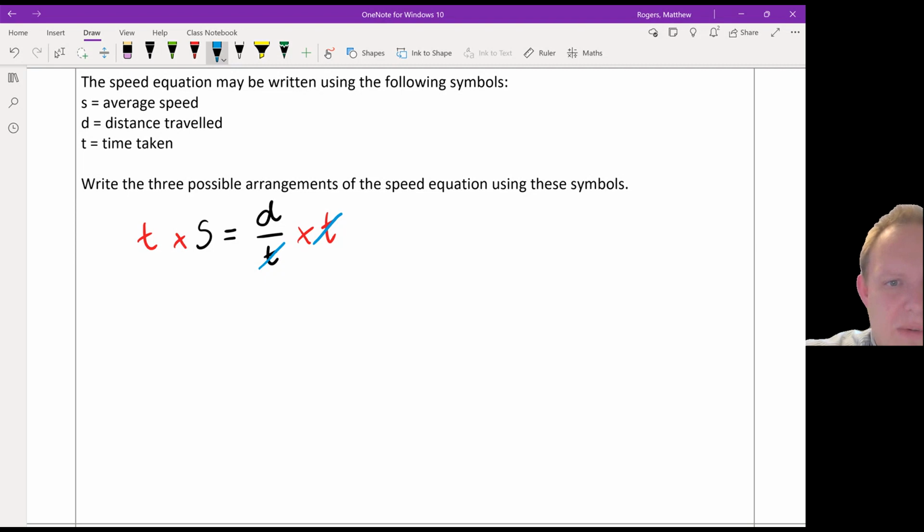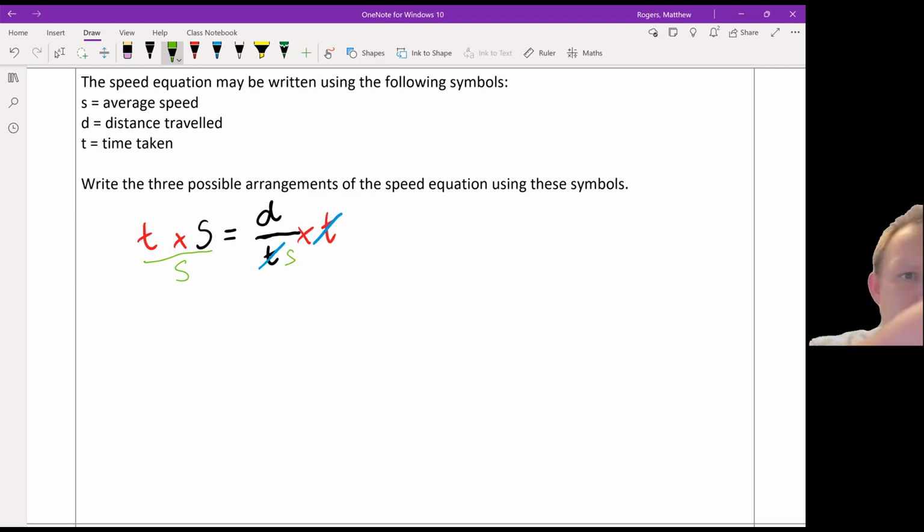But let's carry on. We said we were going to get T on its own first. On this side, I've got T times S. I don't want T times S though. I want T on its own. I'm going to divide this side by S. If I divide this side by S, I better make sure I divide this side by S as well. So to do that, I'm going to lengthen my divided sign slightly in here and put an S down underneath.